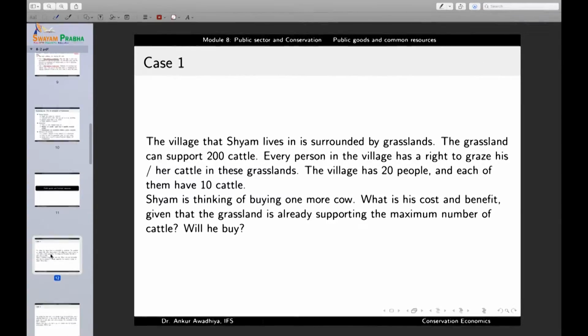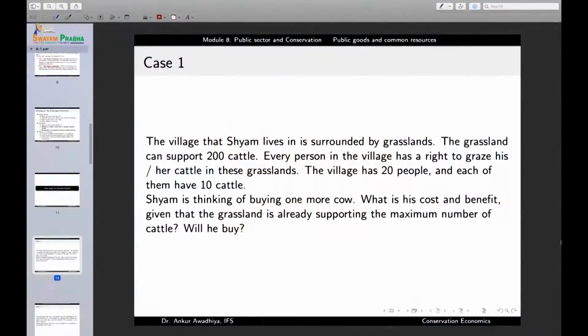The village that Shyam lives in is surrounded by grasslands. The grassland can support 200 cattle. Each person in the village has a right to graze his or her cattle in these grasslands, which means that there is no private property as far as grasslands are concerned. Any person can take their cattle to the grasslands for grazing. The village has 20 people, each of them has 10 cattle, which means that the total number of cattle is 200, and the grassland can support 200 cattle.